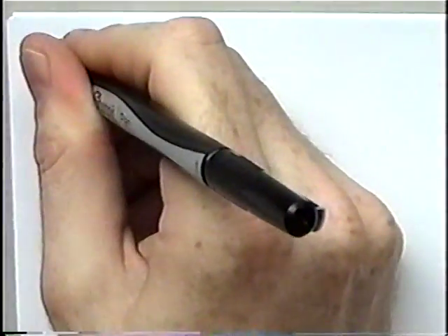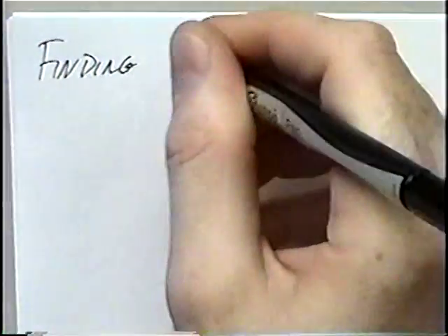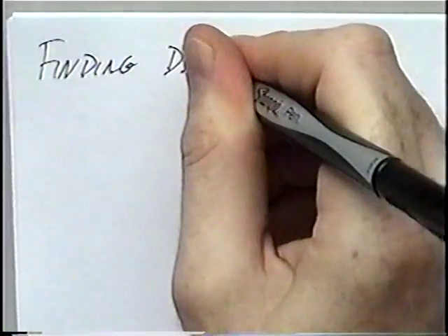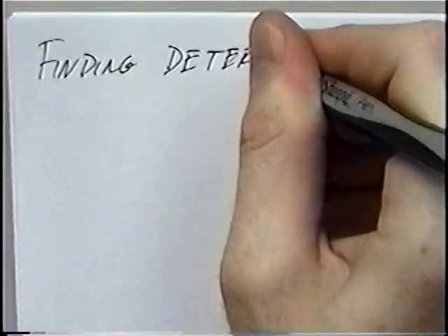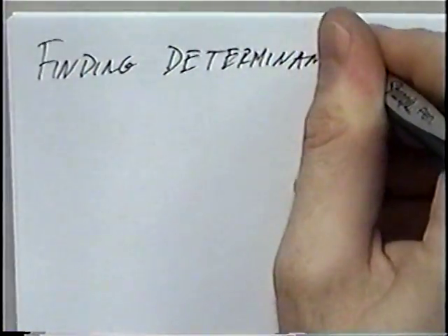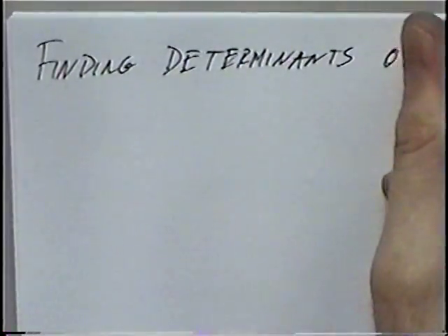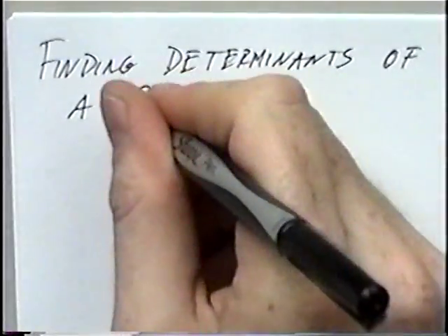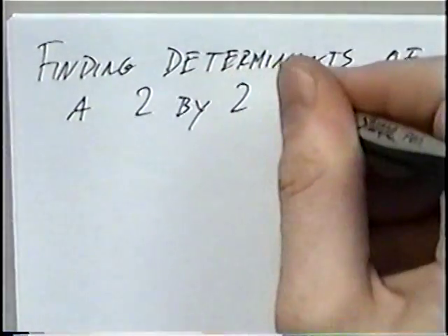Title of the first section is Finding Determinants of a 2 by 2 matrix.